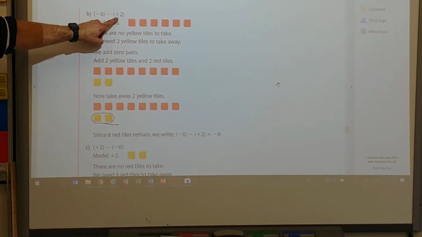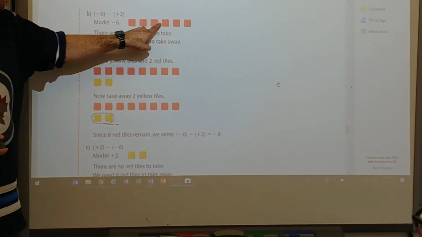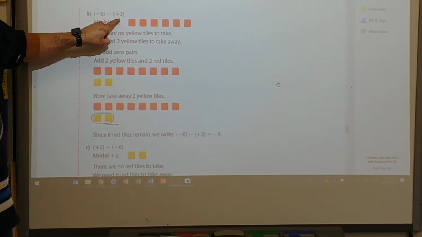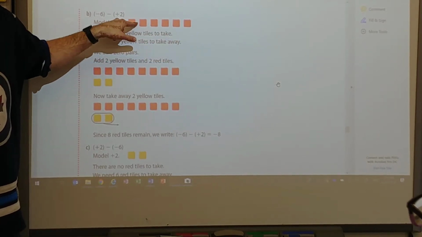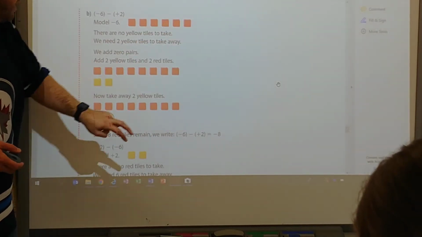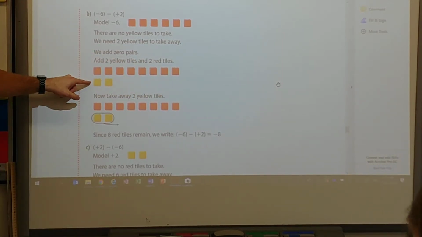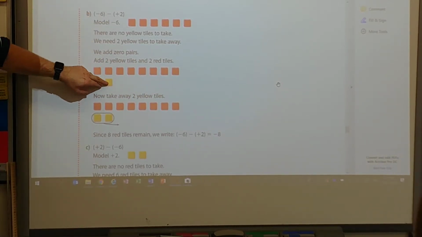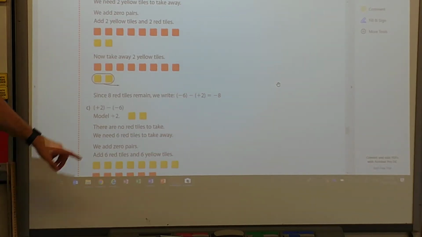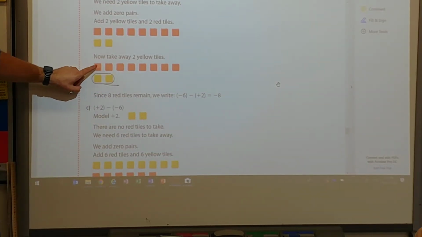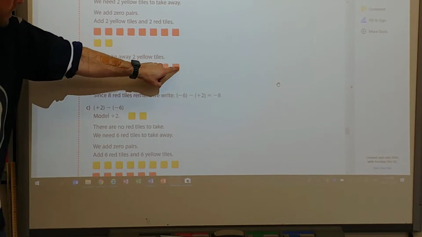Minus 6 minus positive 2. I got minus 6, but I can't take away positive 2 because I don't have any 2's. So I'm going to add in 2 0 pairs. 2 0 pairs plus the negative 6. Now I've got 2 positive 2's to take away. And my answer is now negative 1, 2, 3, 4, 5, 6, 7, 8.